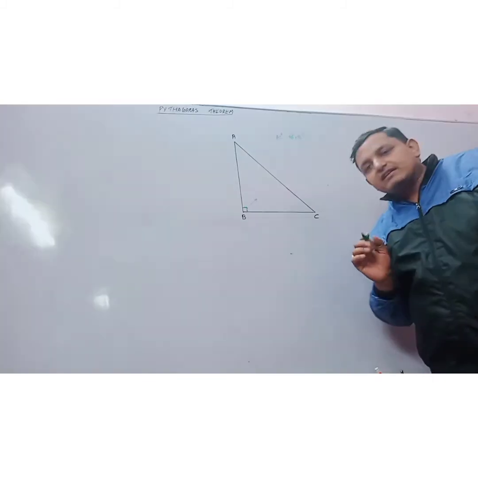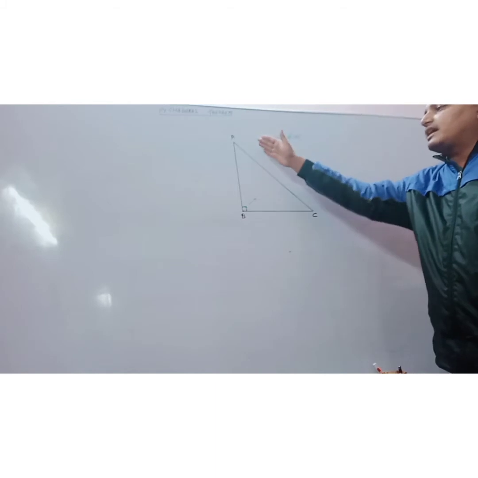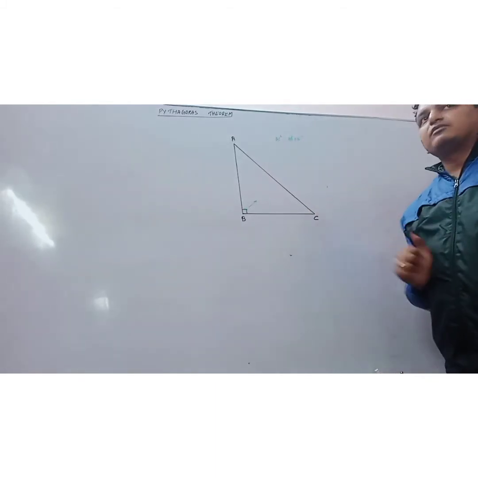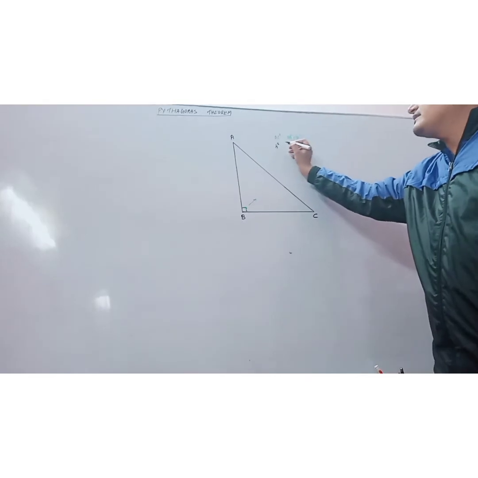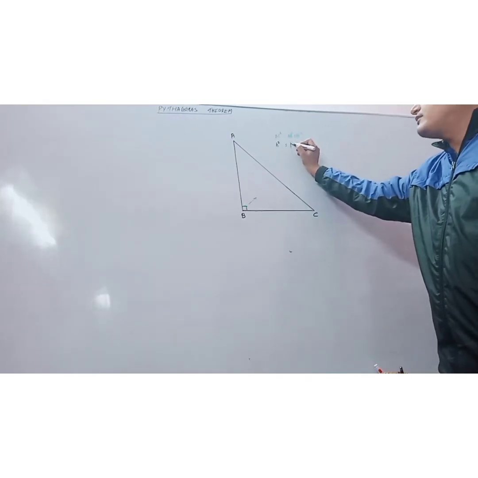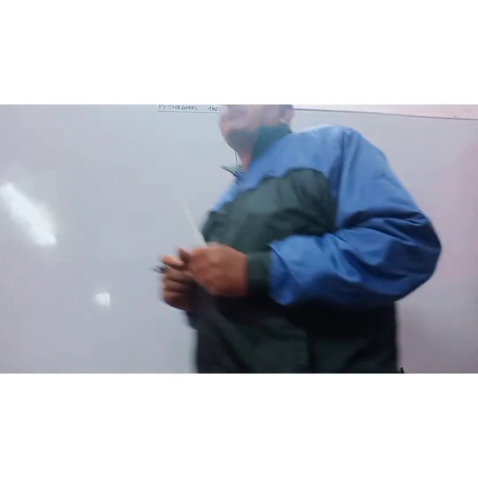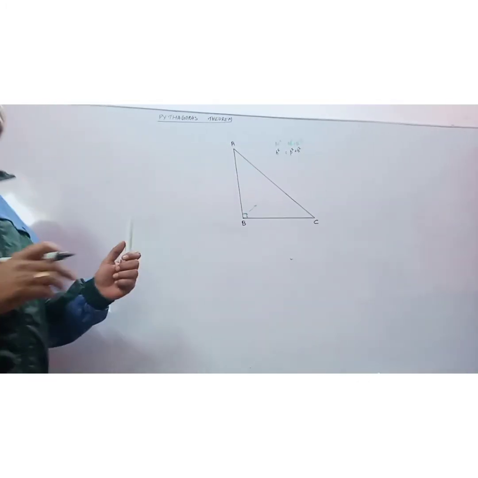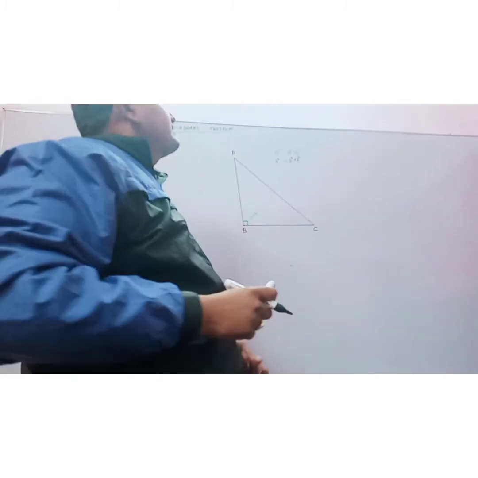So this statement can be written this way also. In a right angle triangle, prove that the square of the hypotenuse is equal to the sum of the squares of the other two sides. So in two languages we can prove it, meaning the proof will be the same. The statement can be written in two forms.